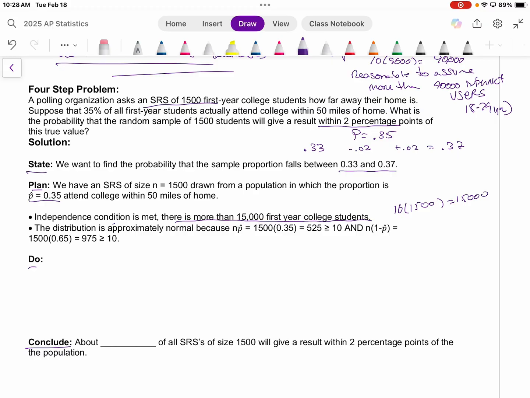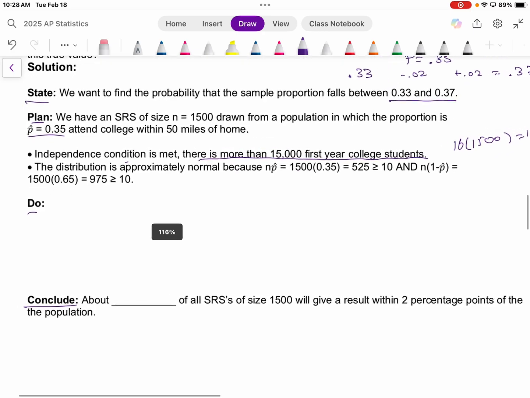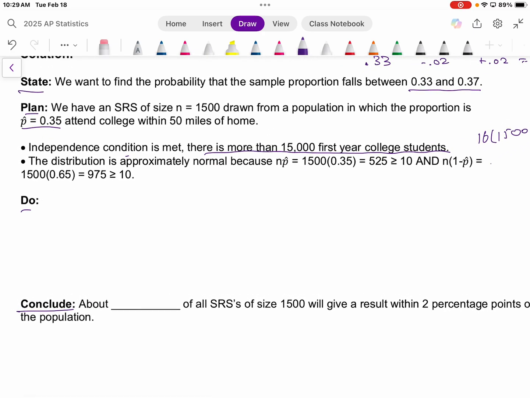The distribution is approximately normal. They showed that n times p hat is equal to 525, which is greater than or equal to 10, and n times 1 minus p hat was 975, which is greater than or equal to 10. Again, real easy work to show to support what we're doing. If you don't show that stage and just say, yeah, it's approximately normal, they don't have to give you credit for that part of the phase.